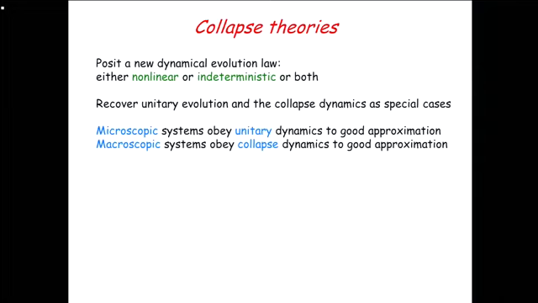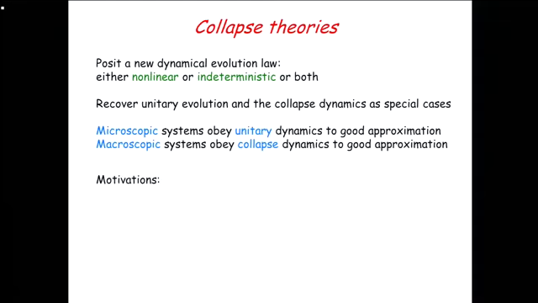Microsystems could undergo dynamics that's not quite unitary, but it should be unitary to good approximation so that we can understand the experimental evidence we've seen thus far. And similarly, macroscopic systems could evolve according to something that's approximately a collapse dynamics. So it's the proponents of these sorts of approaches that suggest that it's really somehow the distinction between microscopic and macroscopic that determines how this one evolution law appears similar to this or similar to that. And again, this is something I'll explain in the course of the lecture.